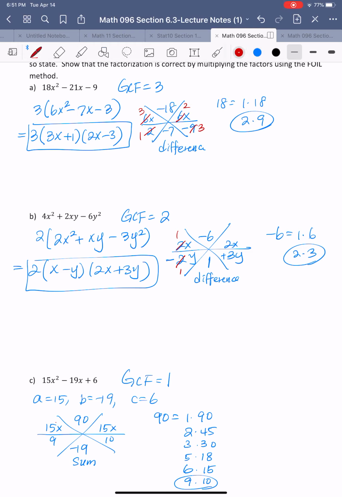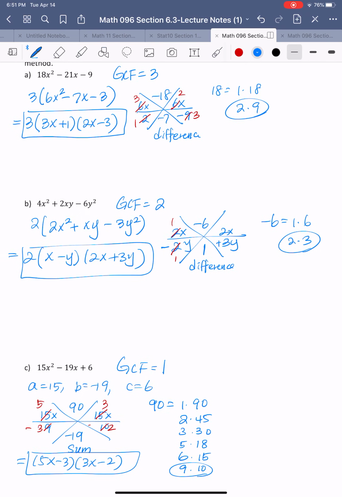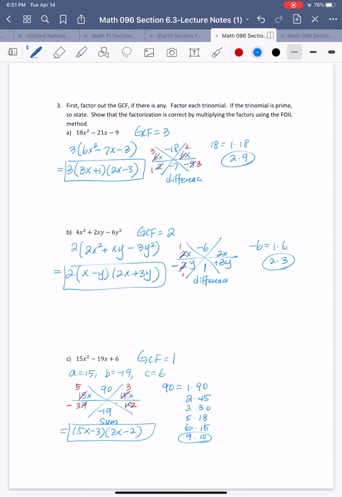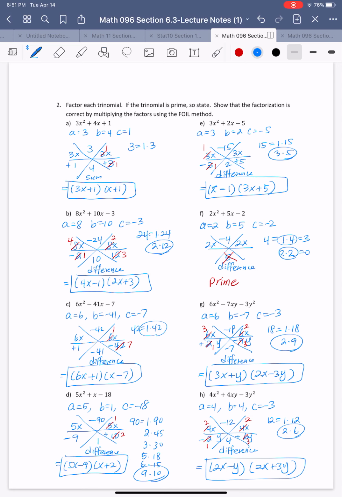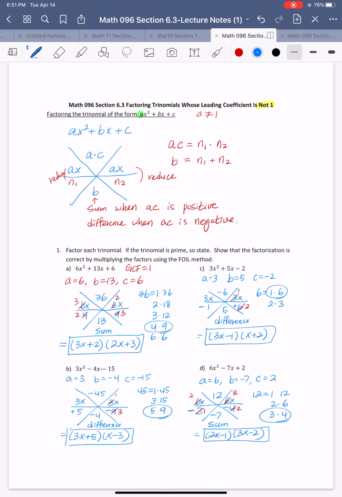Of course. 3 goes 5 and 3. I need a negative though, right? And 5 goes 3 and 2, right? So you get that as 5x minus 3 times 3x minus 2. Alrighty, that's all. Okay, so that's how you take care of it when a is not equal to 1. Alright, that's the previous page. Okay, that's all. Alright, thank you for listening.